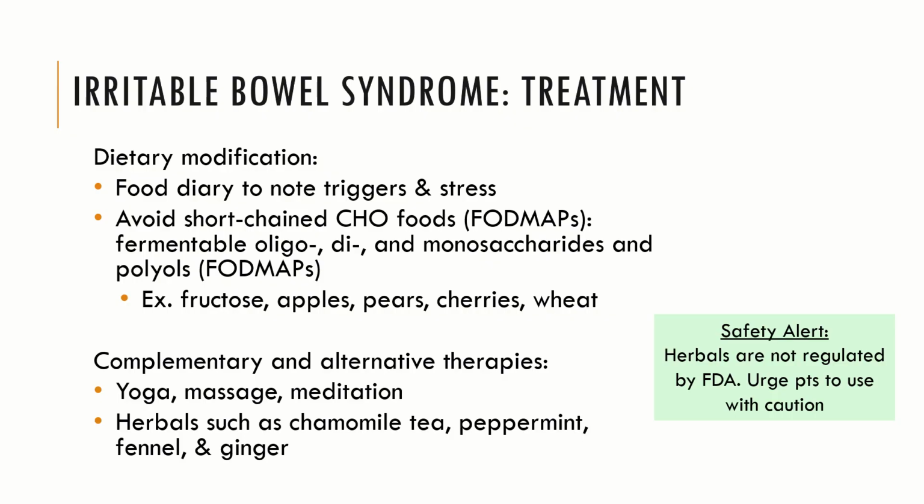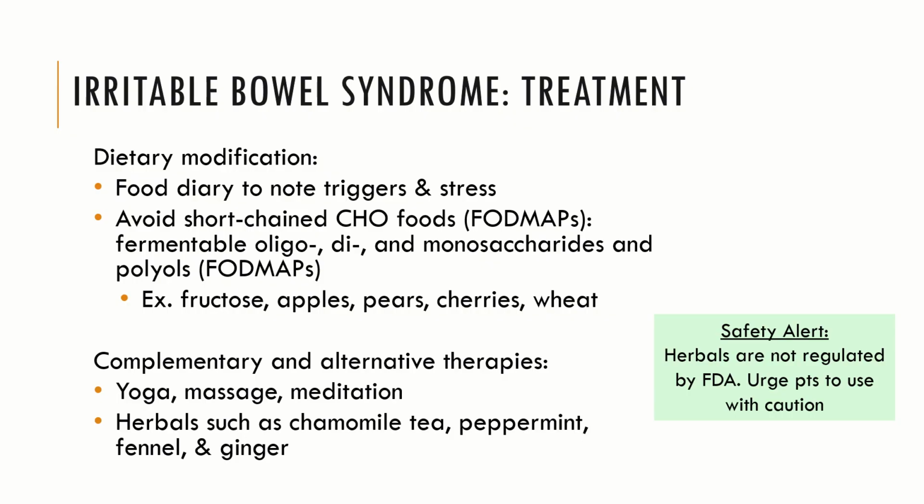And so we have the oligos, the dyes, the monosaccharides, and the polys. And basically the most common things that you'll find all of these types of sugars in are going to be apples, pears, cherries, and wheat. Those are the big ones that researchers have found are going to be the most triggering for IBS and a broad type of all the IBSs. But again, it's really going to be patient specific.